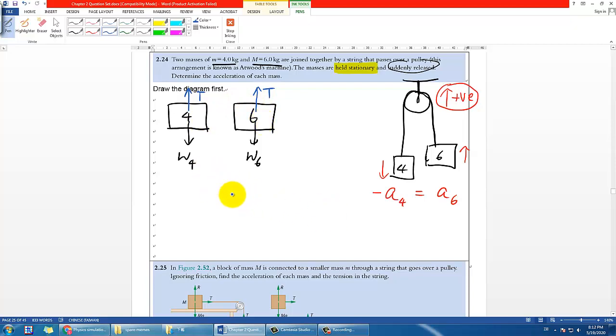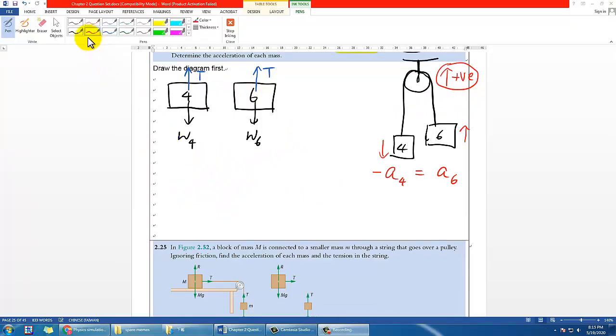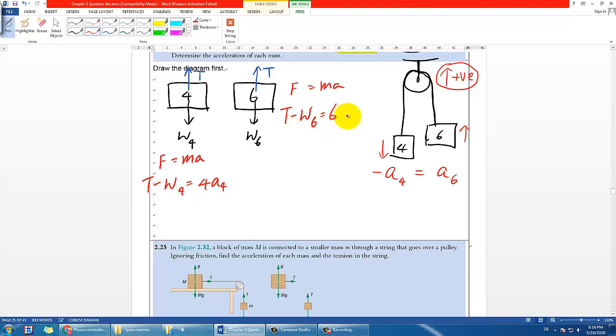So if you're okay with that, then we can start off with the equation F equals ma for each of them. Maybe I'll write the 6 kg one here to save some space. Since we take upward as positive, we have T minus W4 equals 4A4. And for the 6 kg case, it will be very similar, 6A6. Okay, and then we can try to write one more step.